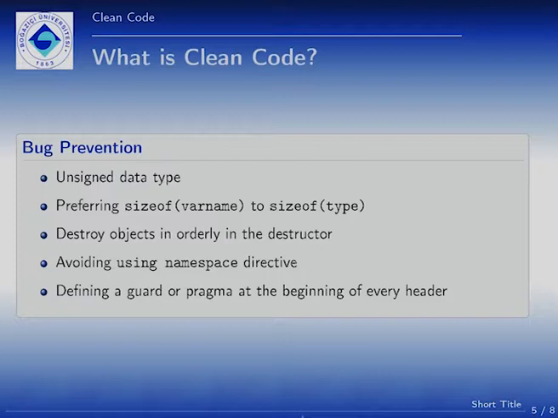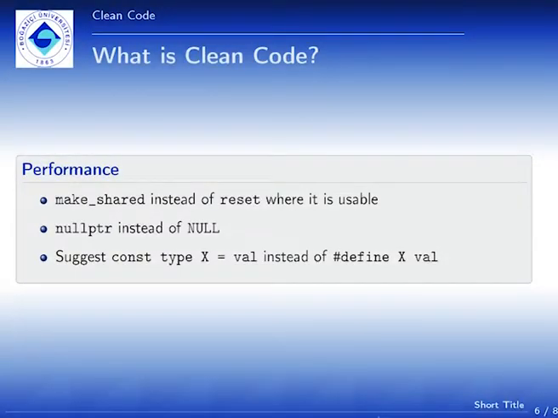Size of variable name should be preferred to size of variable type, because the type of variable can change, which is the one we want to learn the size of. Objects should be destroyed orderly in the structure. Using namespace directive can cause name conflicts. It should be avoided. Every header should contain a pragma or guard. What about performance? make_shared is more efficient than reset. NULL is deprecated. nullptr should be used. Instead of using macros, a clean code should define constants by using the const keyword.